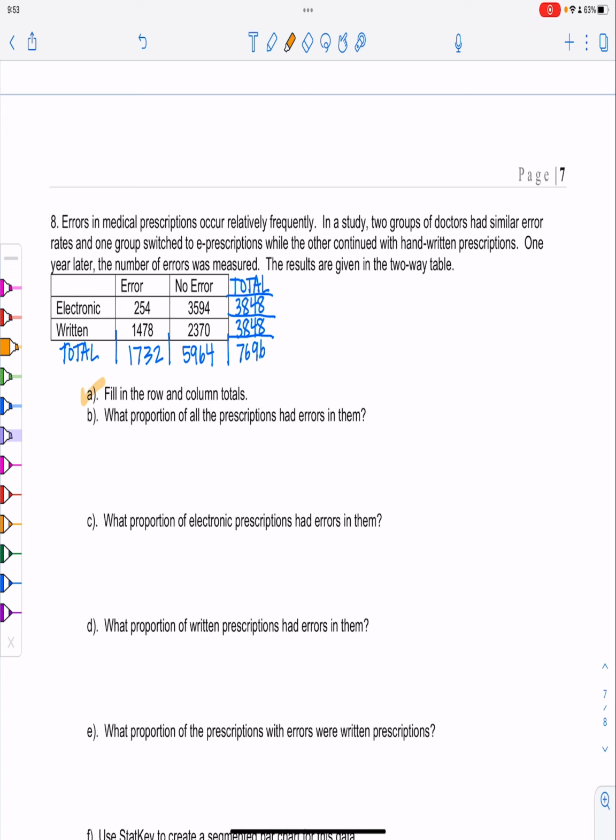Now, what proportion of all the prescriptions had, there's my verb, errors in them? So remember, this is going to be my whole, this is going to be my numerator. So of all the prescriptions, that's 7,696. How many had errors in them? This is the column for errors. It's 1,732. So from that, I will get 0.225, and that is our p hat.